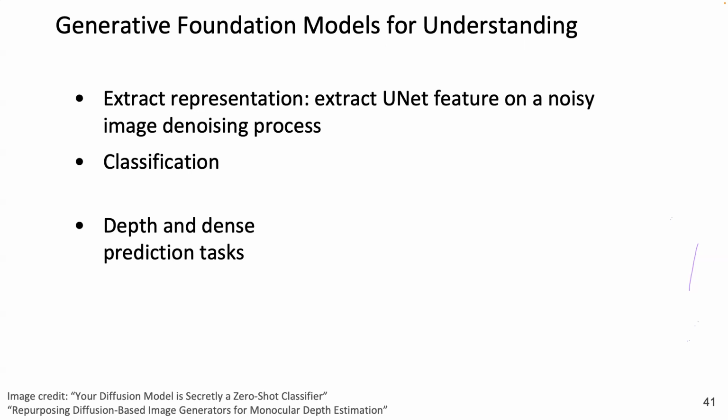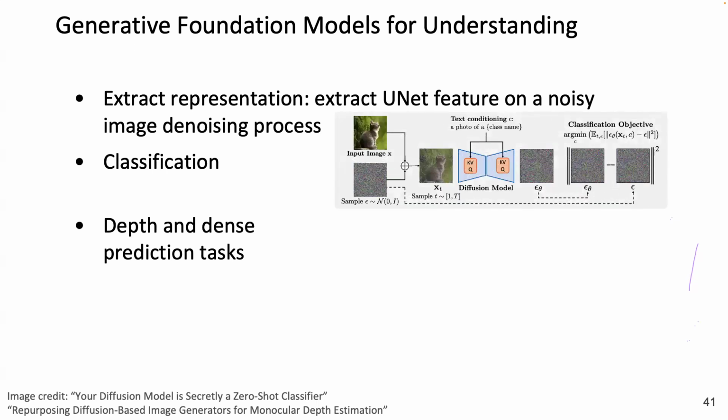So the first work is about how to extract representations. One effective approach is to add a certain amount of noise to the image that we try to denoise, and have the diffusion model run another network forward pass to denoise this noisy image and extract the corresponding intermediate feature as its image representation. For other more specific tasks, for example, image classification, there are also effective ways to directly repurpose the diffusion model to perform those tasks.